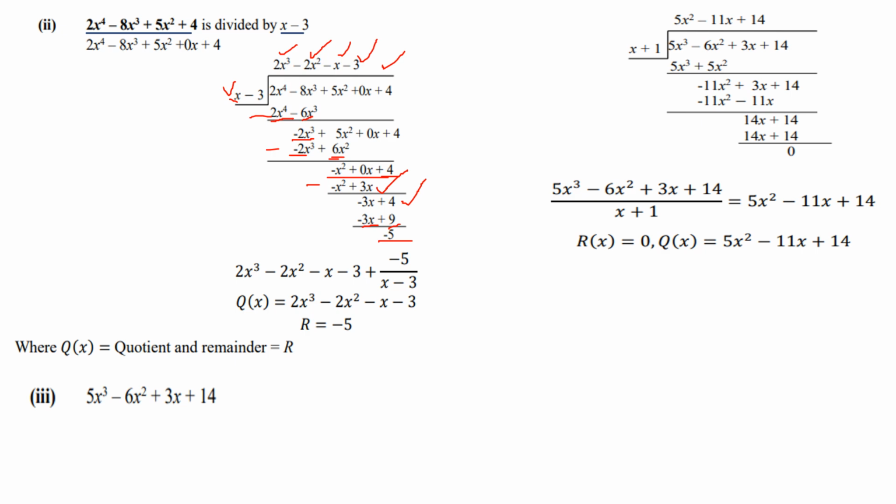So you're saying that our polynomial 2x power 4 minus 8x cubed plus 5x squared plus 4 will be given by our quotient of x plus the remainder divided by the divisor. And you're saying that the quotient of x is always the value above the root, which in this case was 2x cubed minus 2x squared minus x minus 3, and your remainder was equal to negative 5. And you're told that q(x) symbolizes the quotient, and the remainder is equal to r.